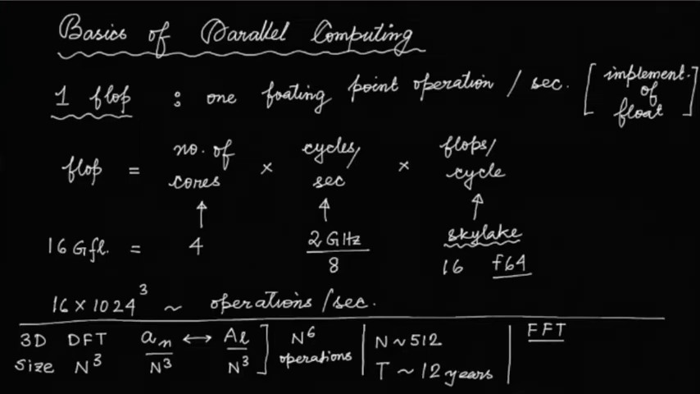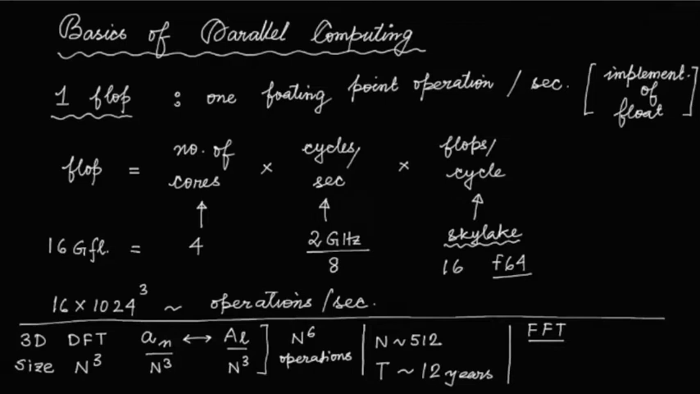For example, in cosmology, there are certain simulations where people now do 4096 size FFTs in one time step, and then you will do like 10 to the 6 time steps. So you can imagine how many operations are required for that. Obviously, those are done in big machines.